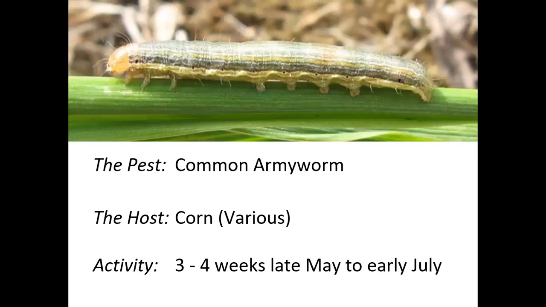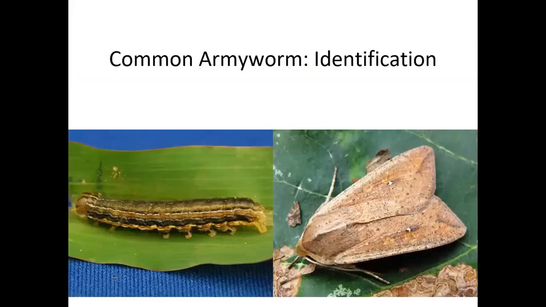And they tend to move in large numbers, which is one of the reasons why they're called an armyworm, because you have massive amounts of them moving through the field. And so corn is one of their preferred hosts, but they will eat a number of different crops. Once again, it's a fairly nondescript moth.